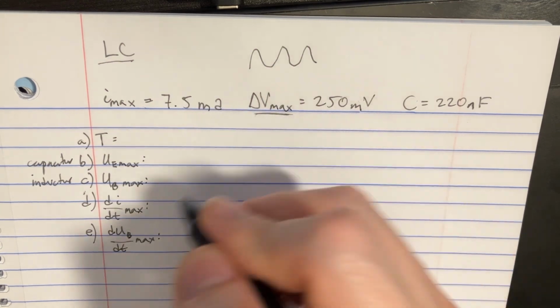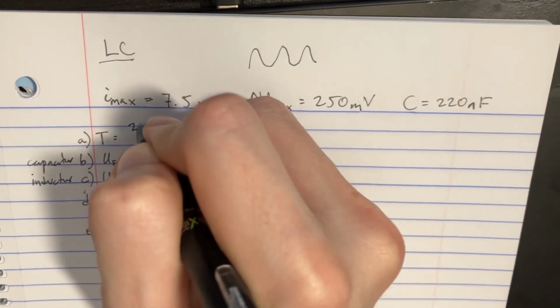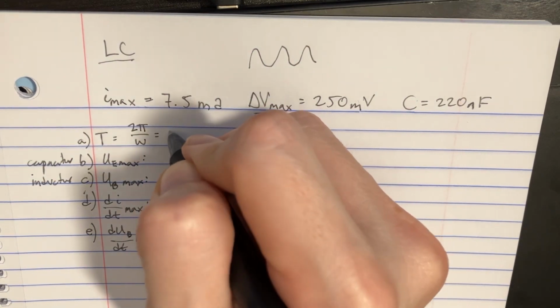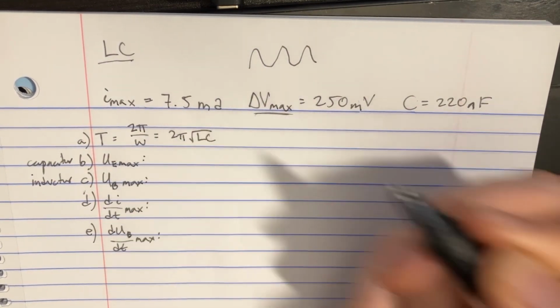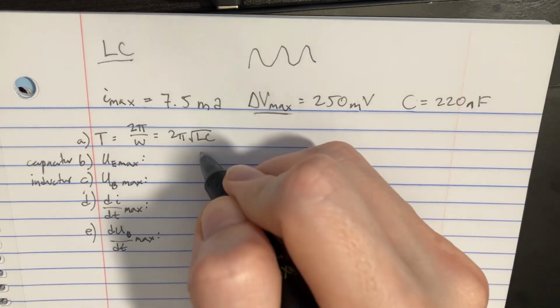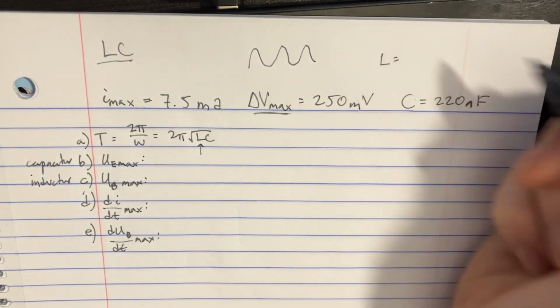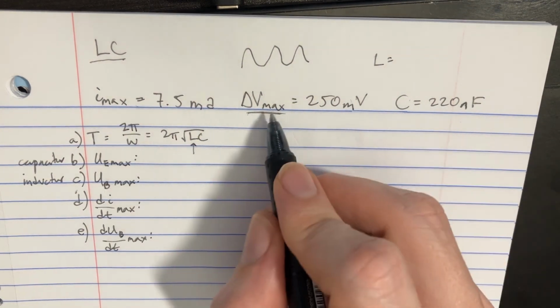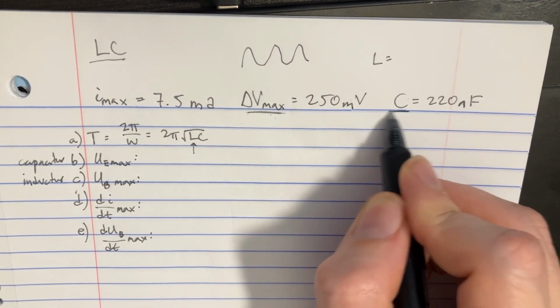So we should know that the period equations, there's two of them. We've got 2 pi over W, or 2 pi square root of LC. The problem is we don't know the inductance. That's something we may want to solve for at some point. Now we are given Vmax and the capacitance.